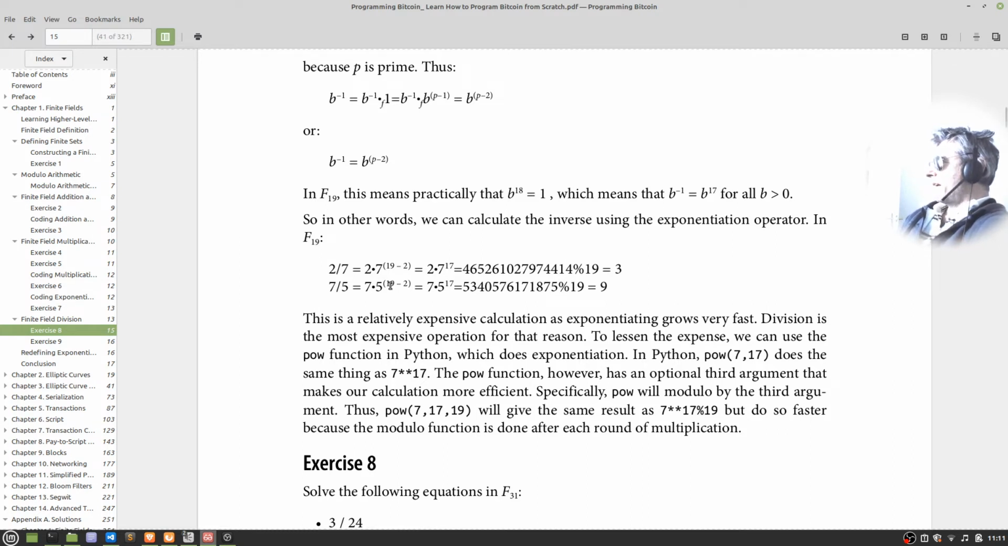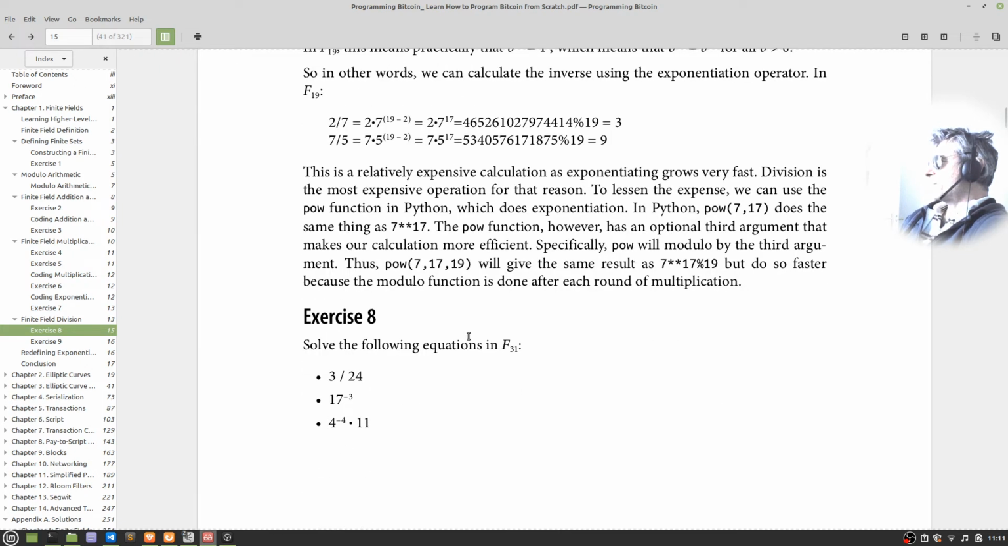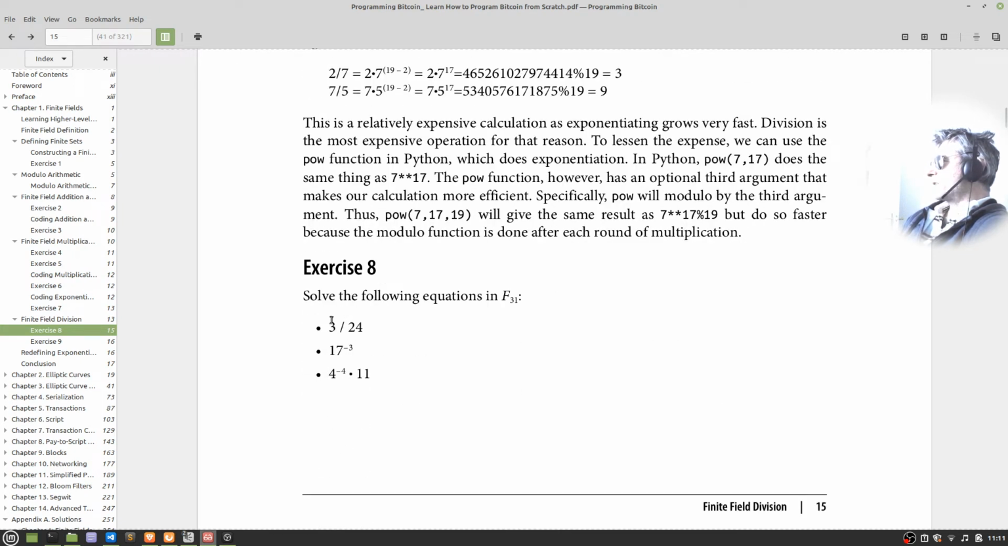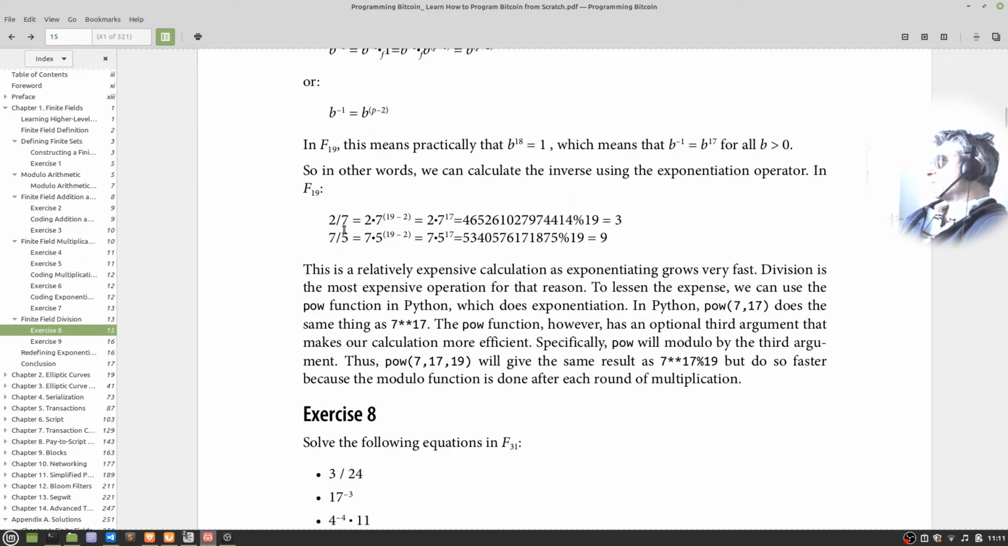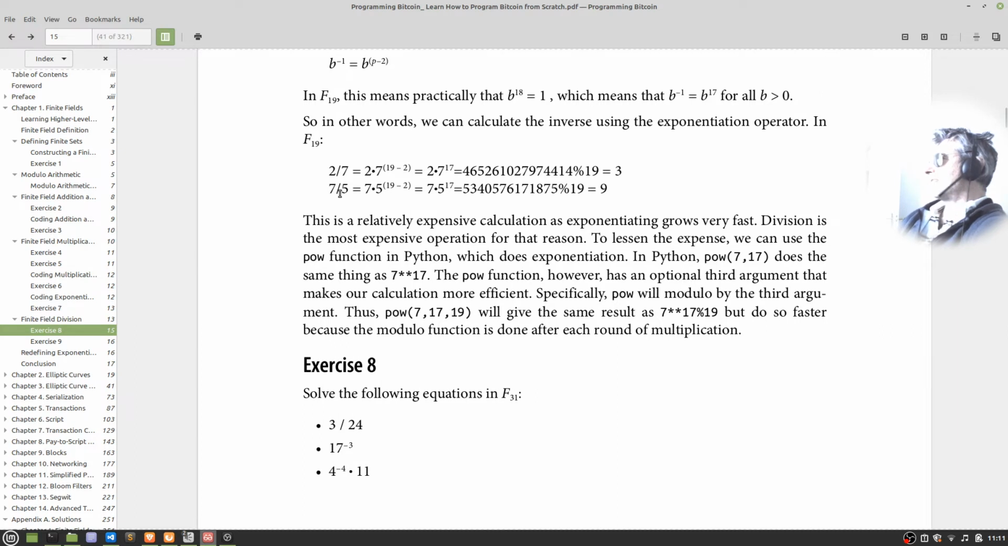So whether you need to be able to memorize this and do this off the top of your head, I don't know. But here we say exercise 8, 3 over 24. So 3 times 24, and in brackets, you do 32 minus 2. The important thing is to do minus 2 from the prime, and then do your multiplication. And then, so really, 2 over 7 equals 3. 7 over 5 equals 9.